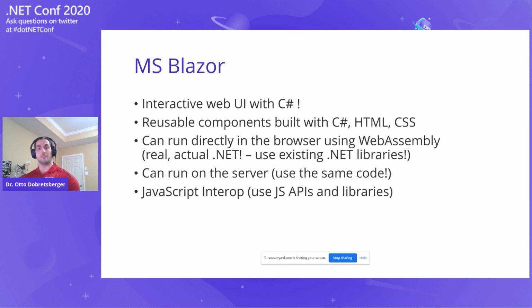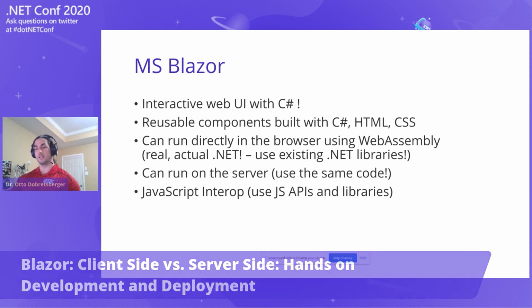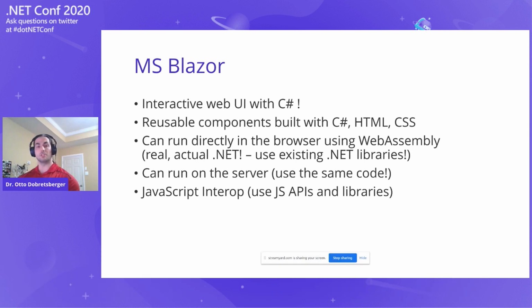Optionally, we can also run on the server, but we can reuse the same code. So if you have a client-side Blazor app, and you later find out, hey, this would actually run better if it was hosted server-side, it's not that big of a deal to change it over and deploy it as a server-side app because the code doesn't change, and I'll show that as well. You'll see that my application contains exactly the same code in both projects.